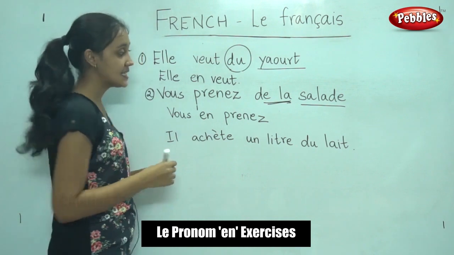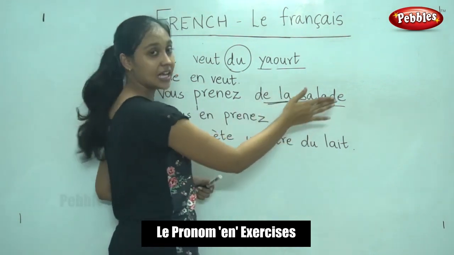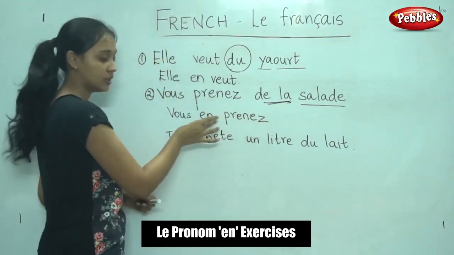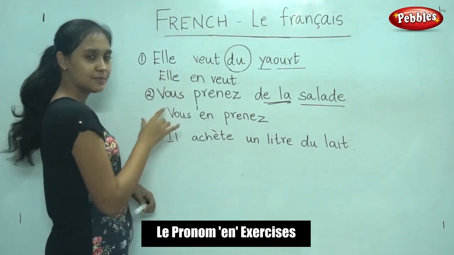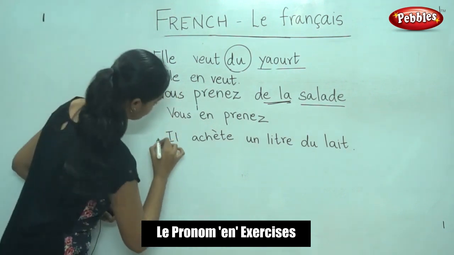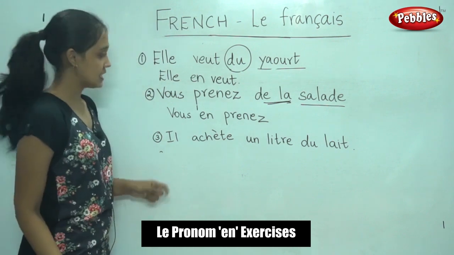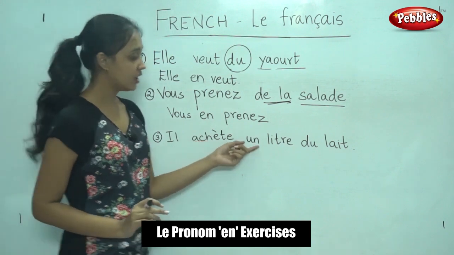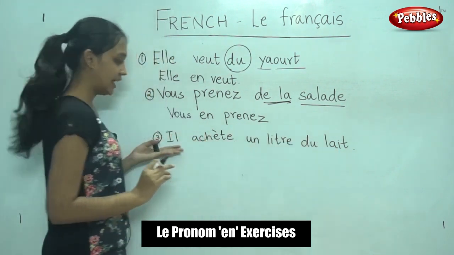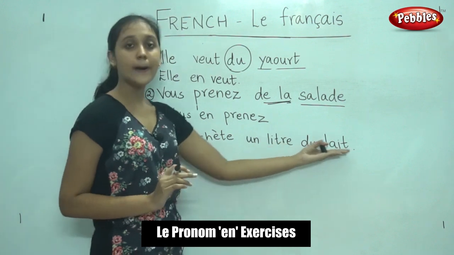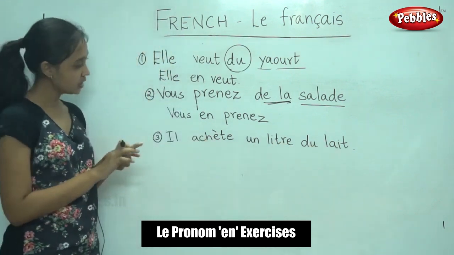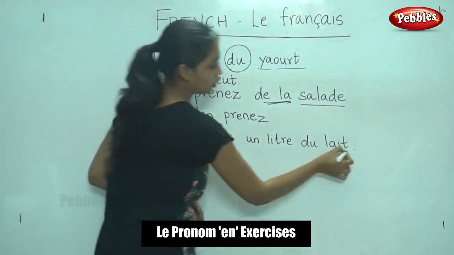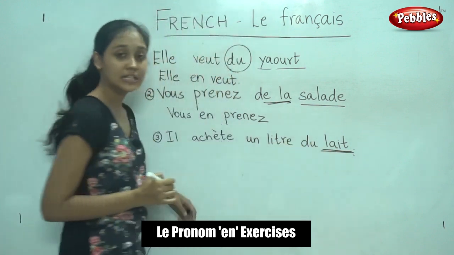What did we do in this sentence? We replaced the noun with en, and we placed en before the verb. So very simple exercise. I think it's the simplest among what we have learned so far. You just have to identify the noun. Il achète un litre de lait. He buys a liter of milk. Now, what is the noun we need to replace here? So here we need to replace the noun milk.